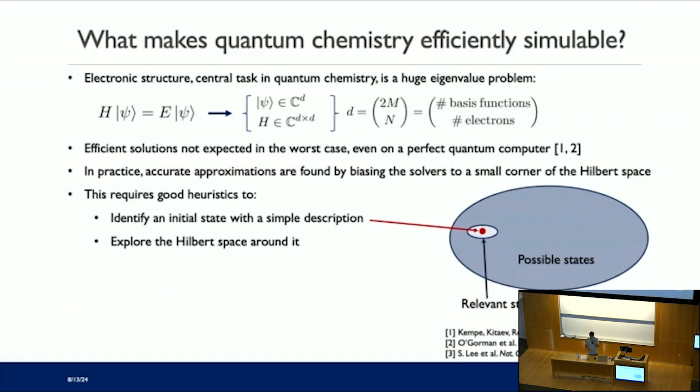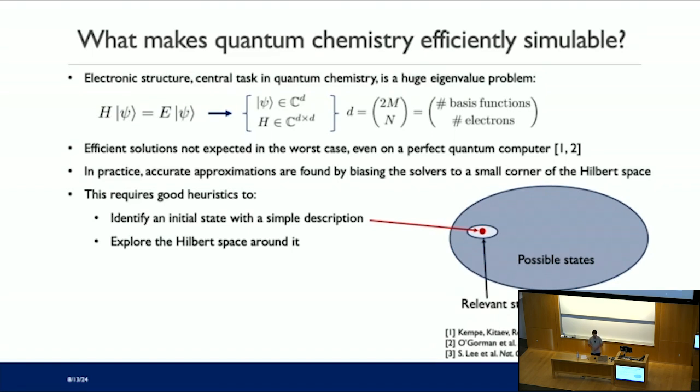And this works because, intuitively, you would think that you have to search in this really big Hilbert space, but in practice, the intuition is that nature actually doesn't explore the full Hilbert space, and so the set of physically relevant states in, let's say, molecules or materials is actually very, very small. It's a very small subset of the full Hilbert space. And so you can find good computational methods to approximate these states by essentially devising good heuristics.